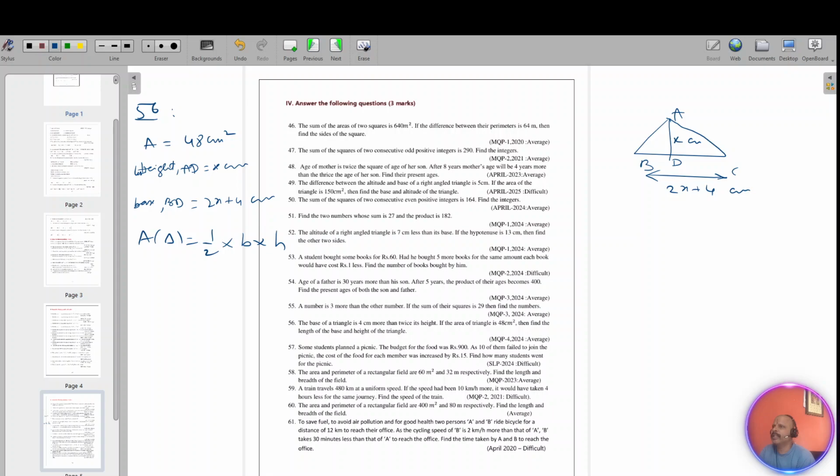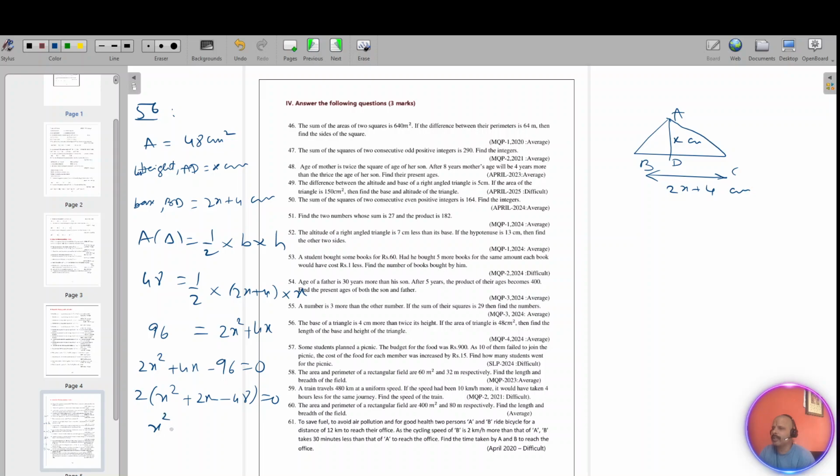So open the bracket with x and 2 here. Area of triangle is given as how much? 48. So 48 into 2 is 96. x into 2x is 2x square plus 4 into x is 4x. I'll take 96 to the right side. It will become 2x square plus 4x minus 96 is 0. If I take 2 common, it becomes x square plus 2x minus 48 equal to 0.